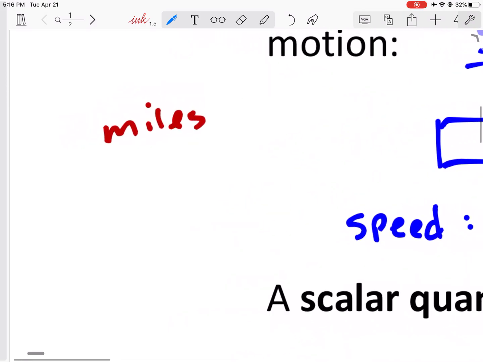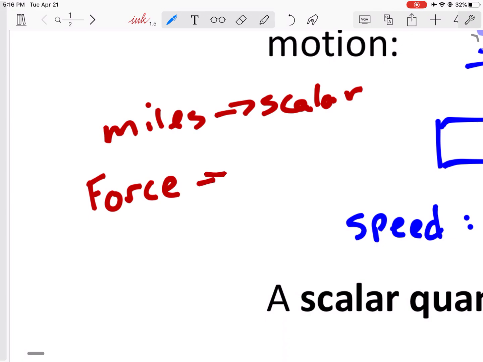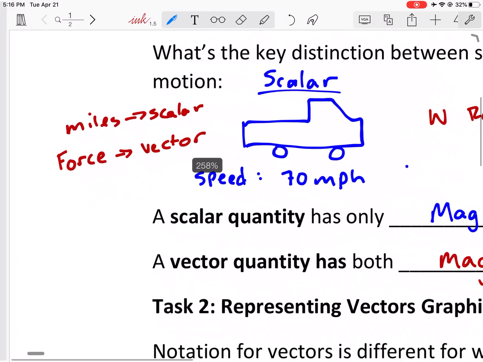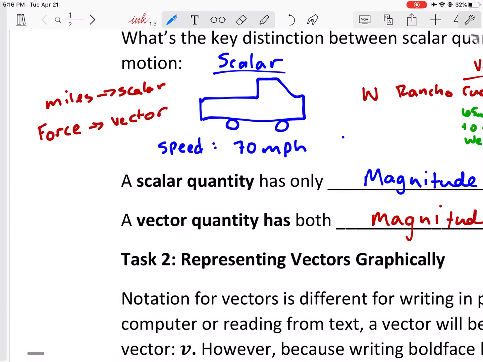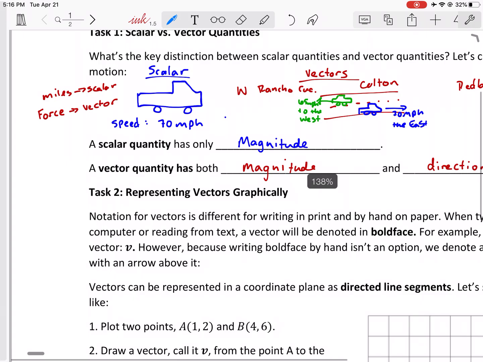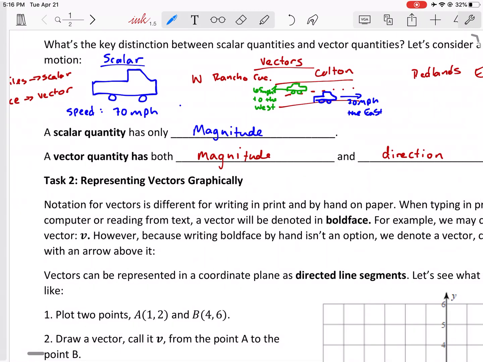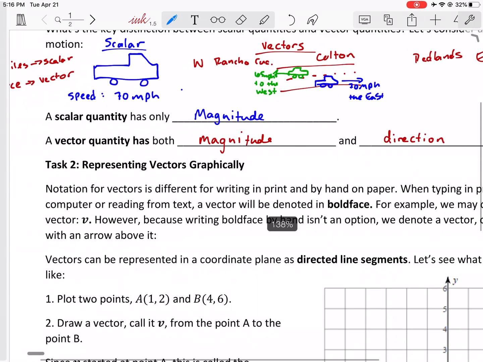But other units need some sort of a direction to it, like a force. Forces are vectors because we need to know what direction that force is acting. Is it acting down on some body? Is it acting in an upward direction? Right, left, forces always have to be a vector quantity. So if it has both a magnitude and a direction, it's a vector. If it's just a magnitude, it's scalar.